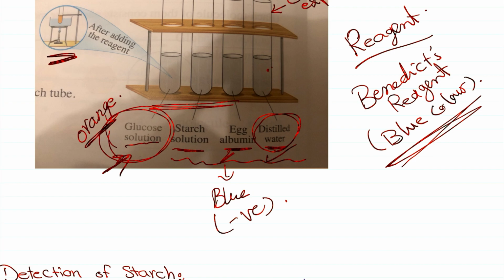So again, what is the reagent for the simple sugar? The Benedict. What is the color of the Benedict reagent? The Benedict reagent is blue. How is it changed, or what is the positive result? It changed into orange. What is the negative? Negative means there is no sugar, so the color will be as it is, blue.